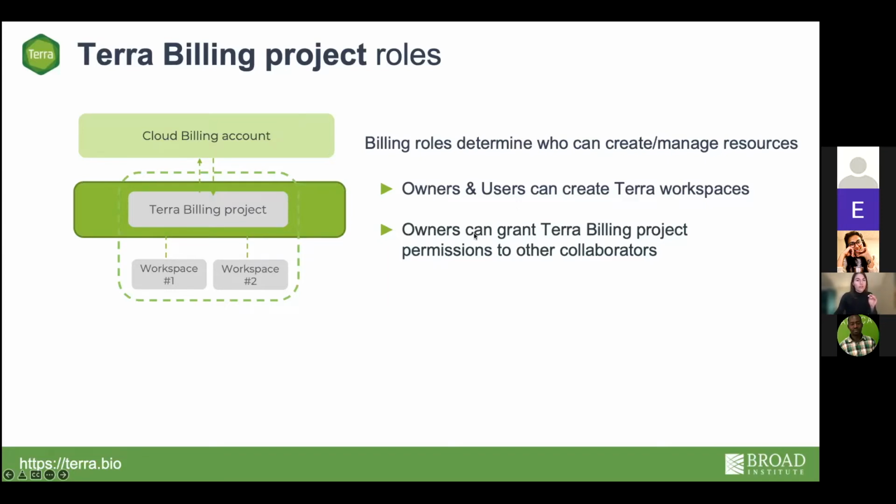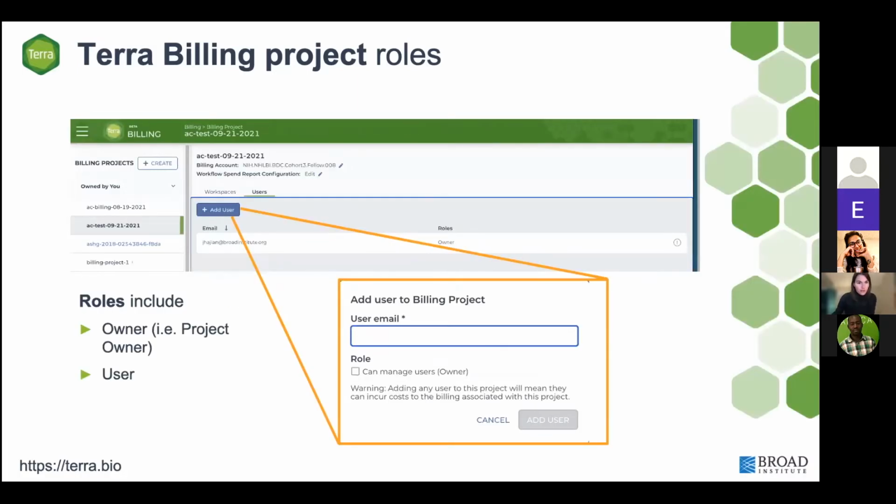So owners, like I said, can grant Terra billing project permissions to other collaborators. If I'm an owner and Liz is an owner, we can grant other people access to use our Terra billing project. But if Liz was just a user of the Terra billing project, Liz would not be able to do that. Only I could, as an owner. And here's a little screenshot of what that looks like. When I create my Terra billing project, I can add a user to the billing project by their user email in Terra, and if I check this checkbox, I'm saying they're an owner. If I leave it as is, they're just a user.